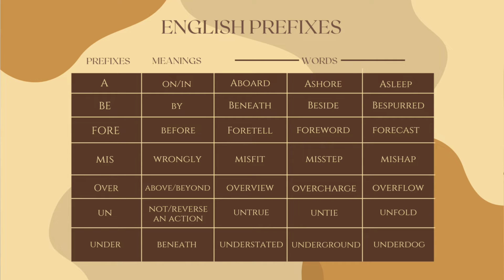Okay, un is a prefix that indicates opposite of something, or something that indicates a reverse of a certain action, like untrue, not true. Untie, the opposite of tie. Uninterrupted means the opposite of interrupted. Under is beneath something. So underground, understated, all of these are examples that indicate below a certain level. Okay, so that's with English prefixes.